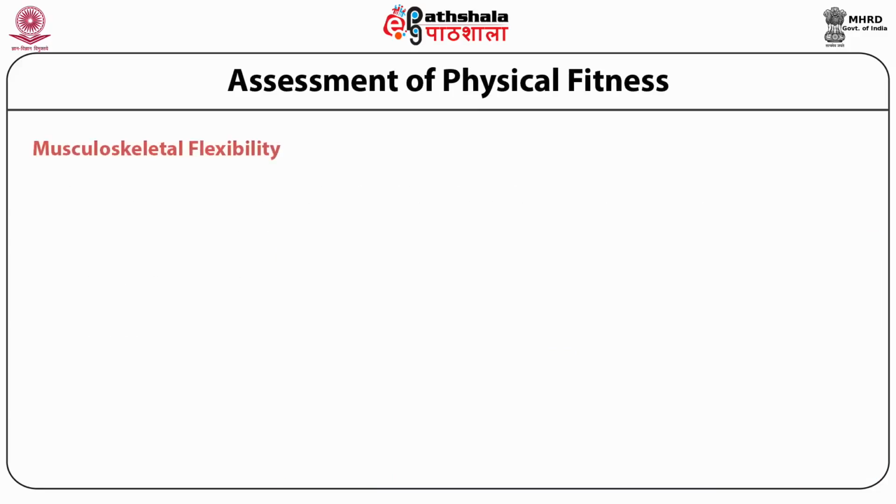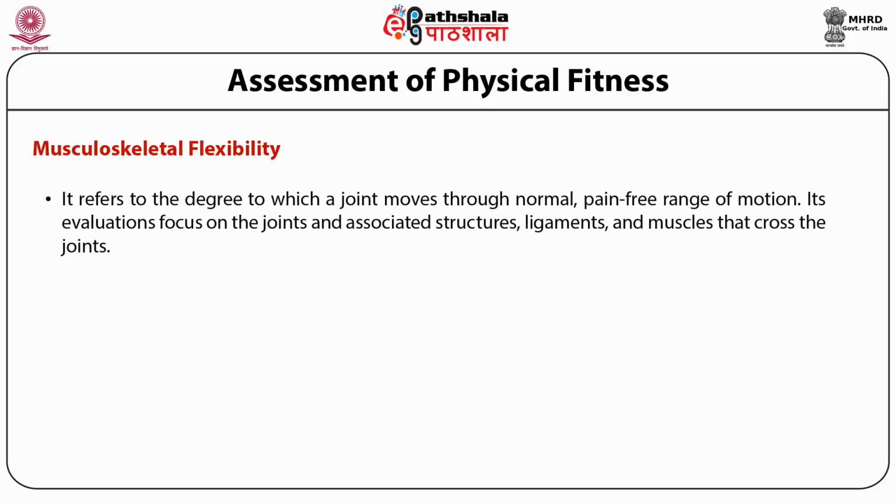How to assess musculoskeletal flexibility? Let's have a look at what we mean by musculoskeletal flexibility. It refers to the degree to which a joint moves through a normal pain-free range of motion. Its evaluation focuses on the joints and associated structures, ligaments and muscles that cross the joints. A reduction in the tissue's elasticity and deterioration of the joint anatomy with age is shown to decrease flexibility.